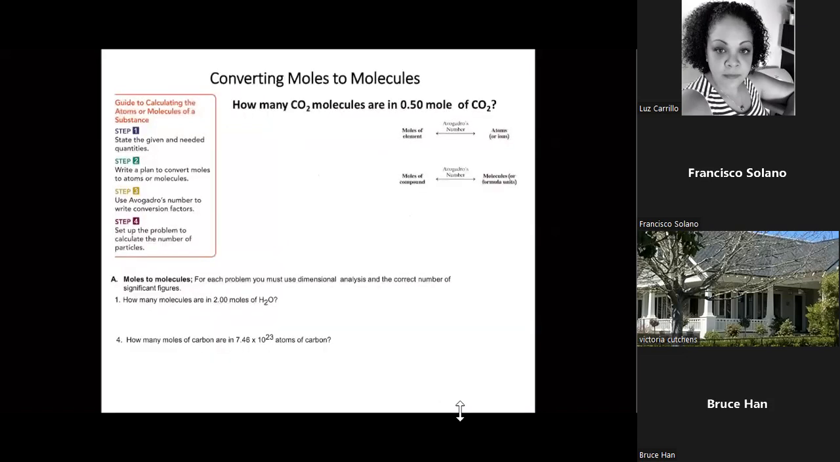So the first thing that we're going to learn in terms of calculations is how, if we're given molecules of a compound, or if we're given atoms of an element, we can convert it to moles. And vice versa. As you can see in the left side of the slide, we have the guide for calculating atoms or molecules of any substance, okay? So we have the following example. It says, how many CO2 molecules are in 0.50 moles of CO2, okay?